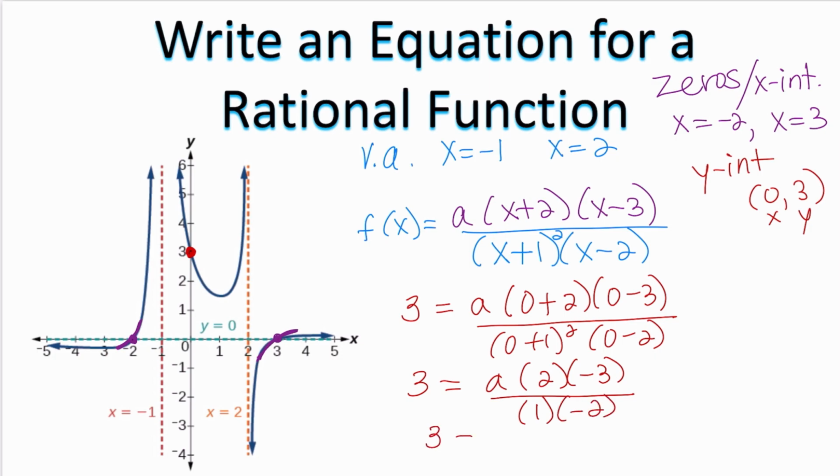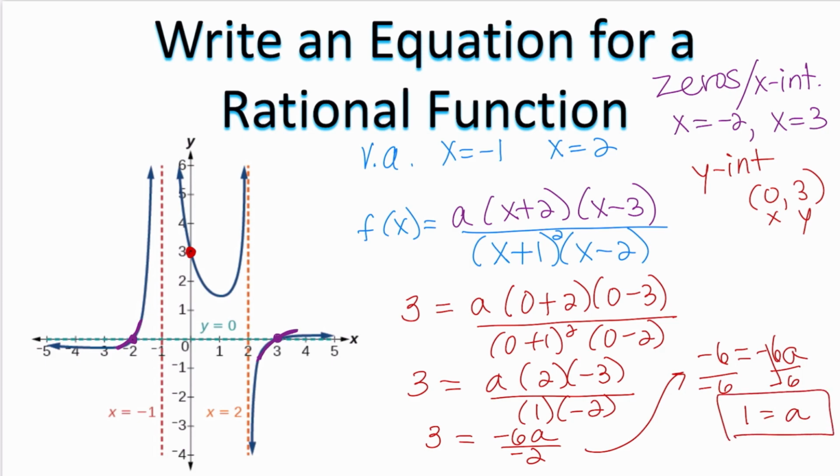So that means 3 equals -6a over -2. If I multiply negative 2 times 3, negative 6 equals negative 6a. And if I divide by negative 6, that basically tells me that a is equal to 1. So in terms of writing the function for this problem, now that I've determined that a is equal to 1, I can go ahead and write down what my actual function is going to be.